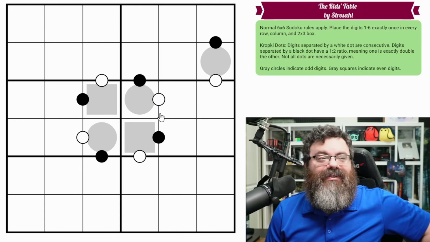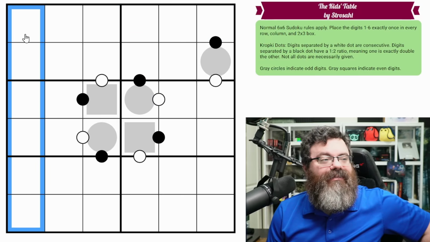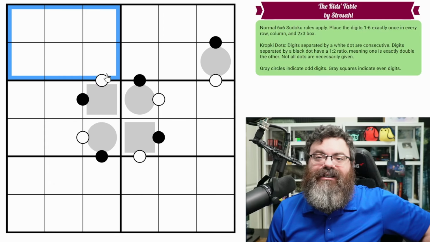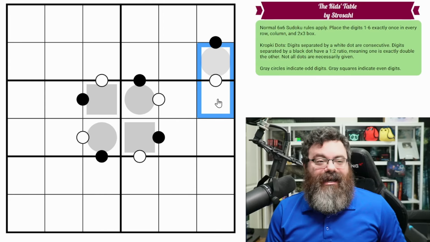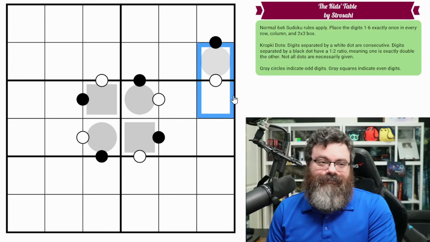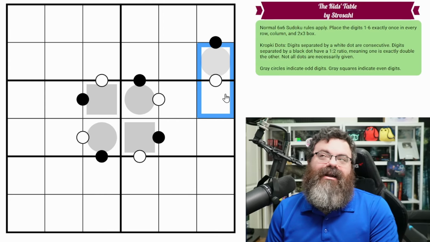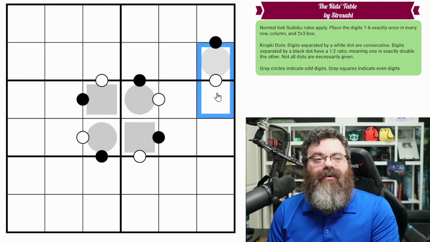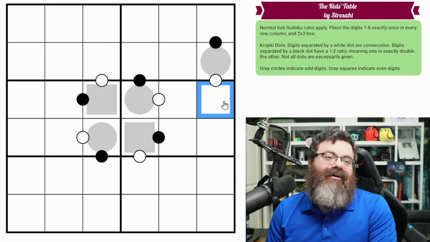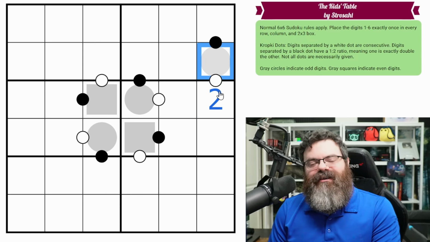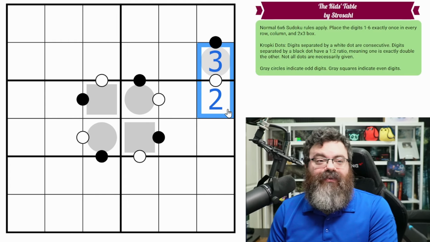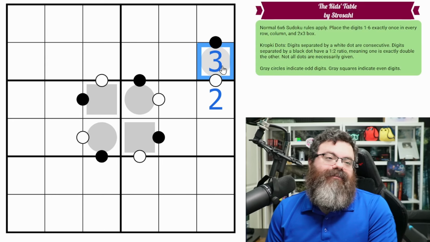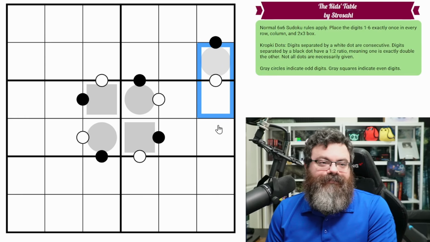We have normal 6 by 6 Sudoku rules. So in each row, each column, in each 2 by 3 box, we are placing the digits 1 to 6 exactly once each. We also have Kropki pairs, so white dots and black dots. The digits that are separated by a white dot must be consecutive. So if this is a 2, then the white dot tells us this must be a 1 or a 3 in order to be consecutive with the 2. Difference of 1. We don't know which way it goes, but we do know it's consecutive.